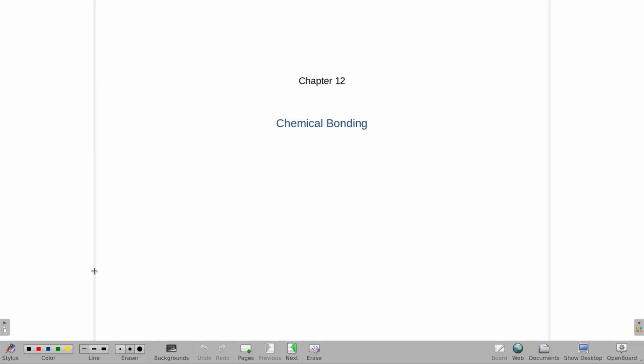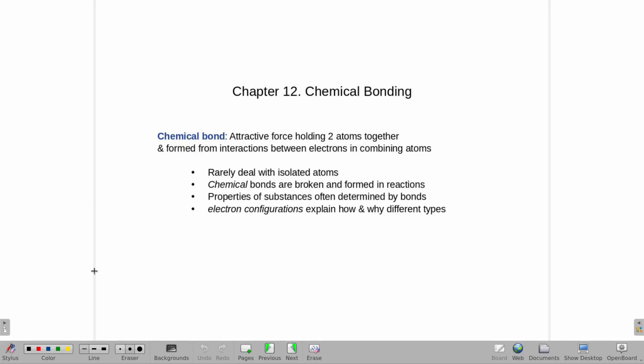Okay, today in Chapter 12, we're going to be talking about chemical bonding. Now, our main idea is that a chemical bond is just the attraction holding two atoms together. While it is as simple as that, it does actually involve some complexity. When it involves isolated atoms, the bonds are a lot more predictable in how they behave.